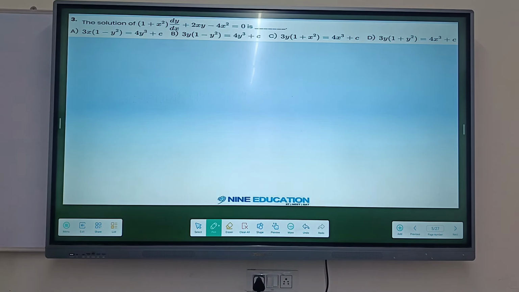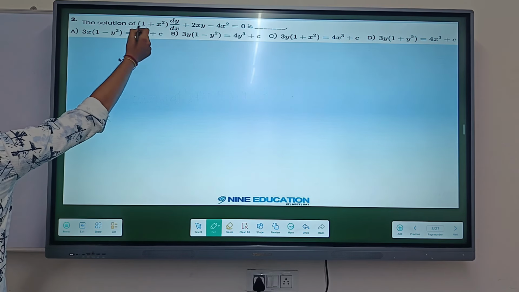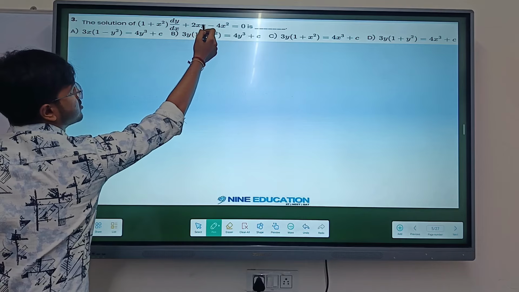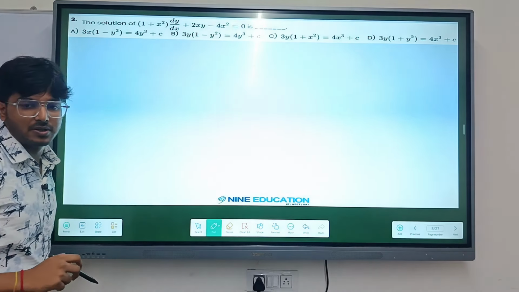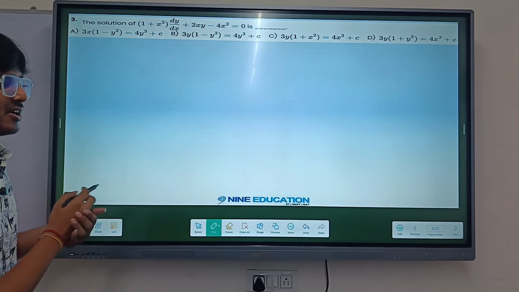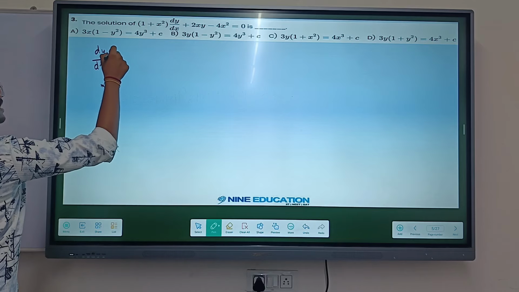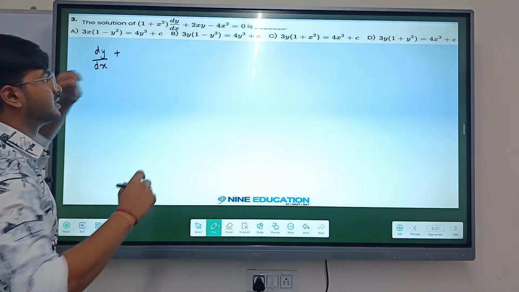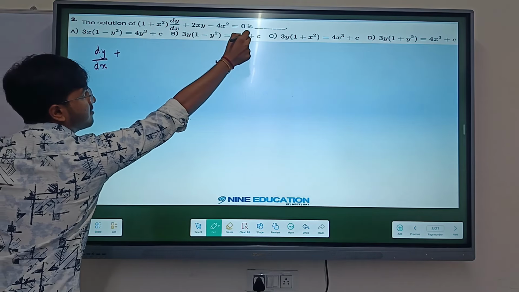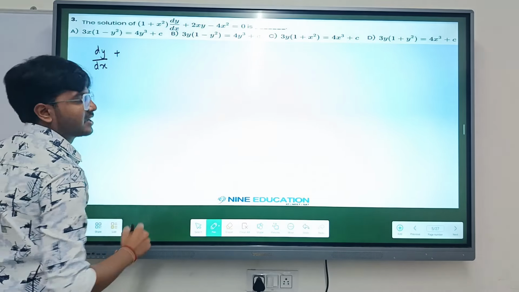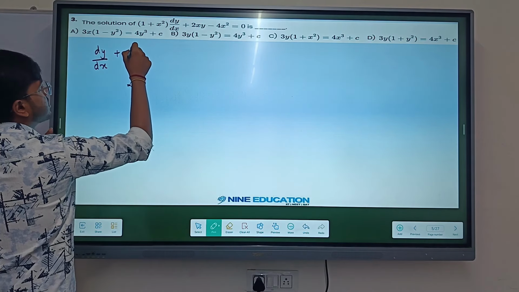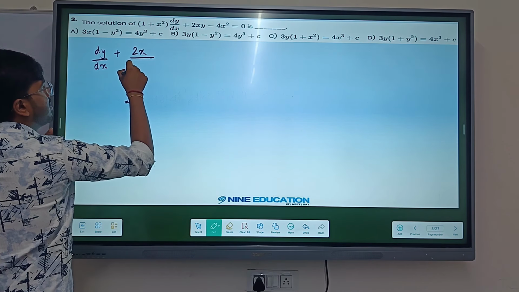So our next question is on differential equations. We have (1 plus x square) dy by dx plus 2xy minus 4x square equal to 0. It is looking like a first order linear differential equation. So we can write dy by dx plus, let's simplify this first. I'll divide everything by 1 plus x square. So here 1 plus x square is removed.